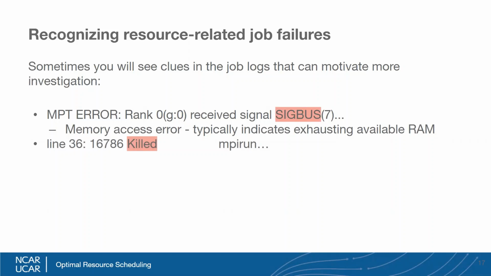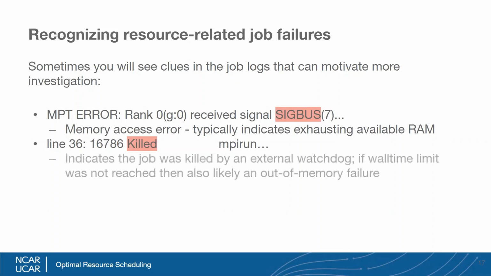This is another thing you might see. It's not a very verbose message, but you might see something like "killed MPI run." That indicates, and this would be in the job log, not in the application log, that the job was killed by some external process or watchdog. If the wall time limit was reached, then it may just be that it was killed by the scheduler because you ran out of wall time.